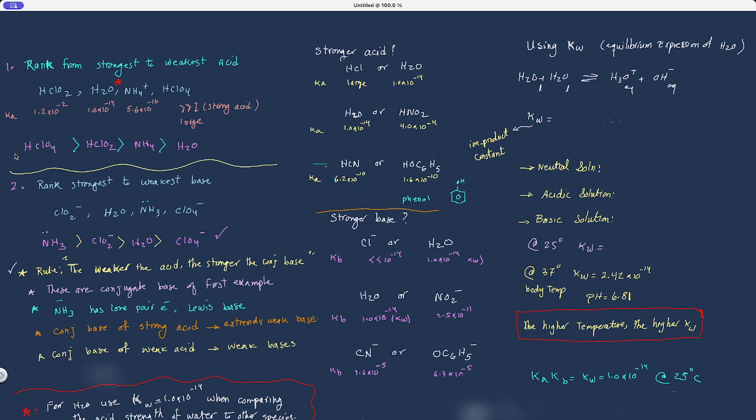HClO4 is very strong. And the last one, conjugate base of a weak acid, is a weak base. So if it's a weak acid, it falls in a weak base. Strong acid conjugate base is weak. Strong base conjugate acid is weak. I hope you practice on this. This is very important and useful. Let's practice a little bit more.